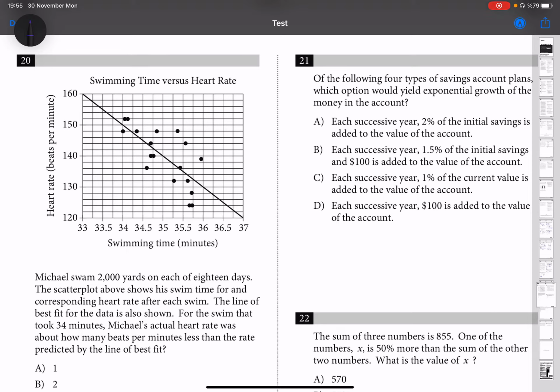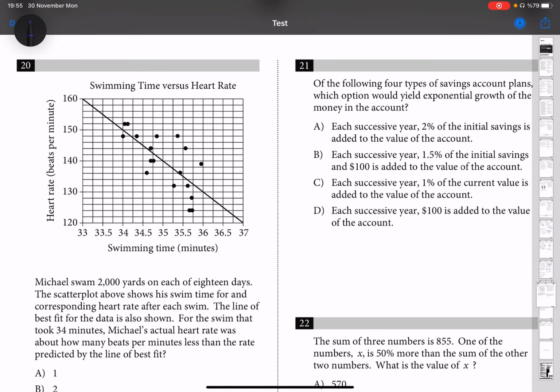In this video, I'm going to solve the rest of the calculator part in SAT Maths exam. Let's get started. Question 20.